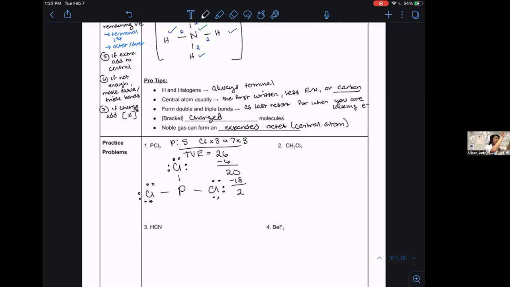So now what we do is we look at the central atom. Why? Because the person holding everybody together is usually the one forgotten, right? The last one to get taken care of.